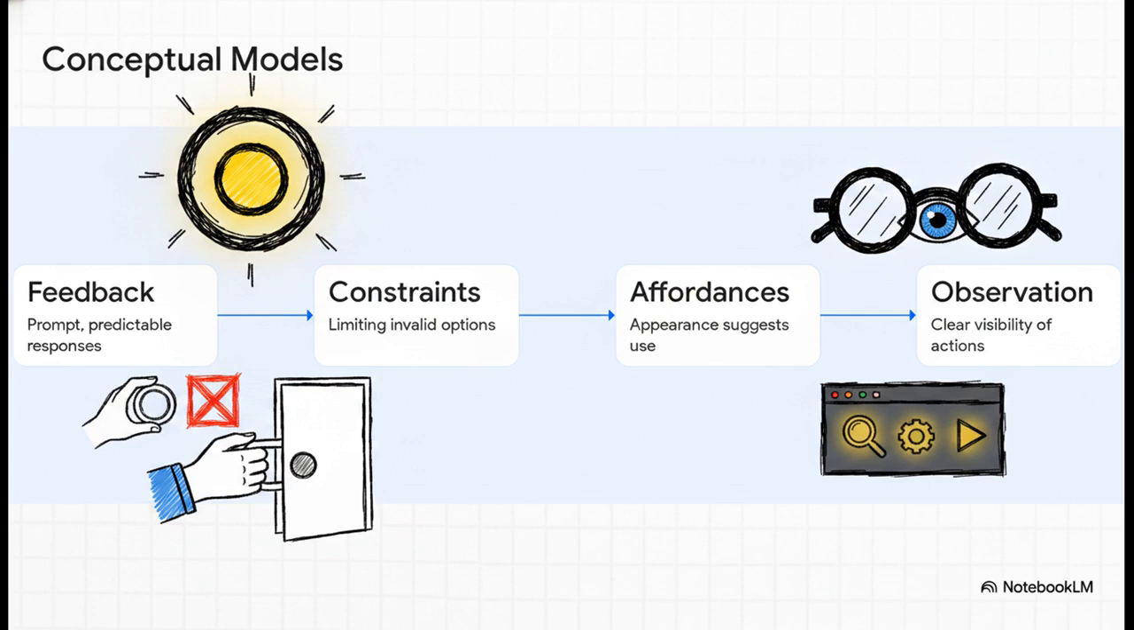Second, constraints. Physically or digitally preventing the user from making incorrect choices in the first place. Third, affordances, the physical qualities of an object that intuitively suggest how it should be used. And fourth, the power of observation, relying on the clear, obvious visibility of actionable items.